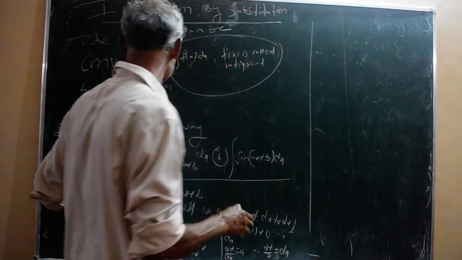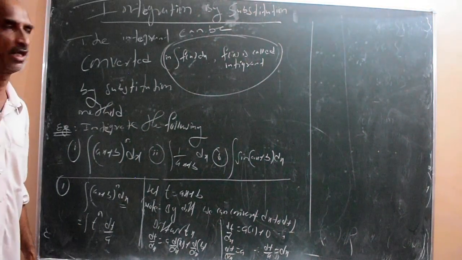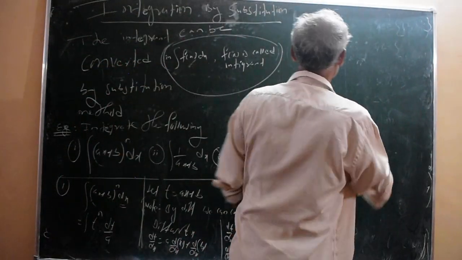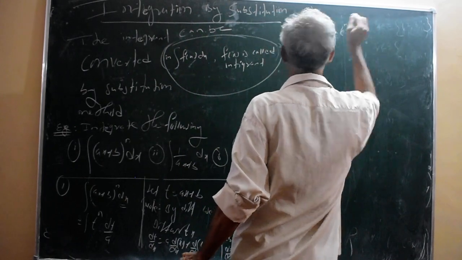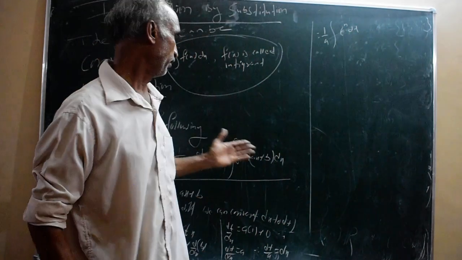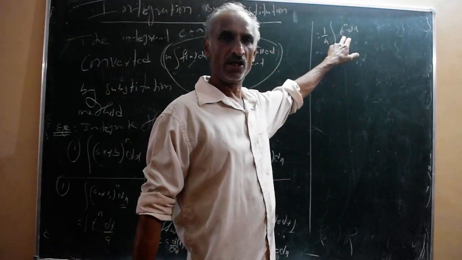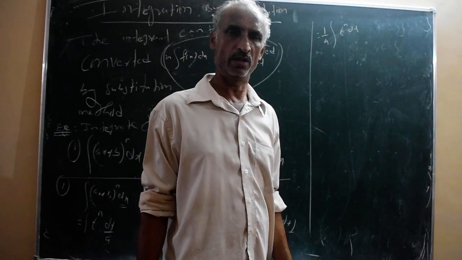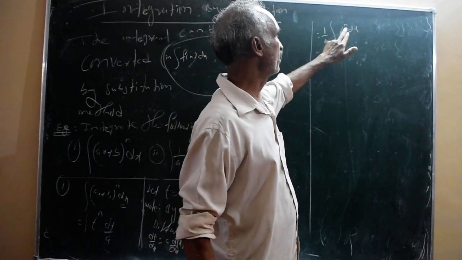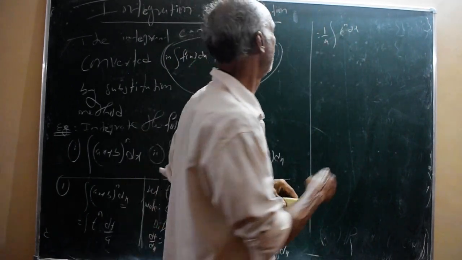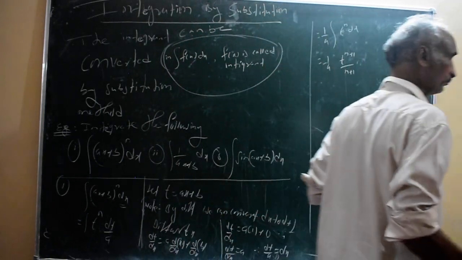So now dt upon a means dt into 1 by a. 1 by a is a constant, and that constant is taken outside. Integration of t raised to n dt. Now there is a formula for t raised to n. Look here. By the substitution technique, I have converted this integrand to a form where I can apply the integration formula. T raised to n integration is the same as x raised to n. The variable may be t or x or y, the integration formula is the same. That equals 1 by a into t raised to n plus 1 upon n plus 1.